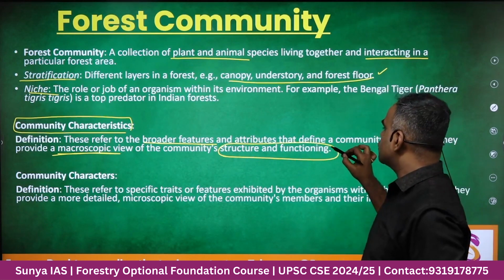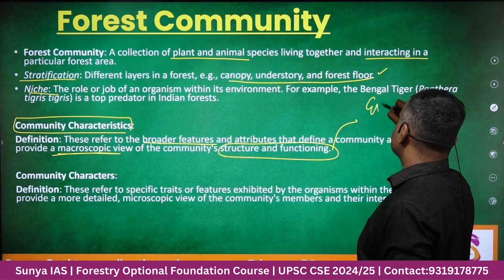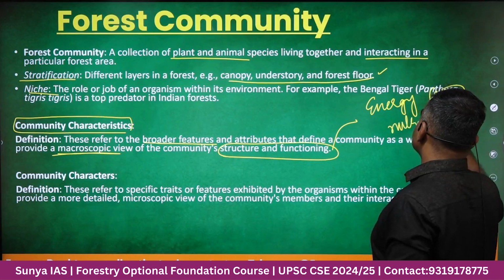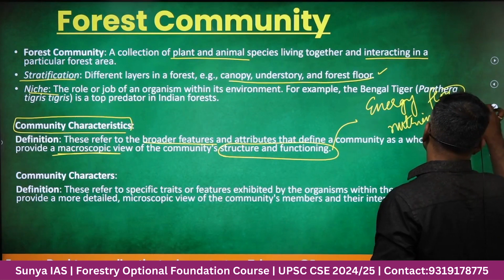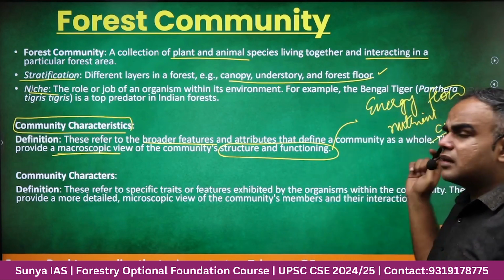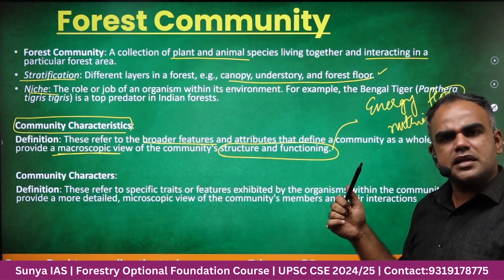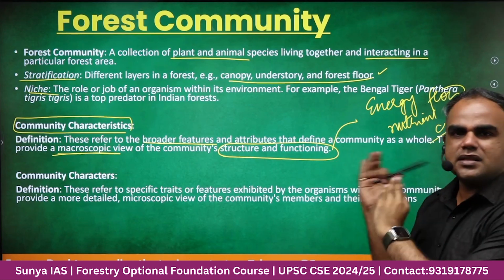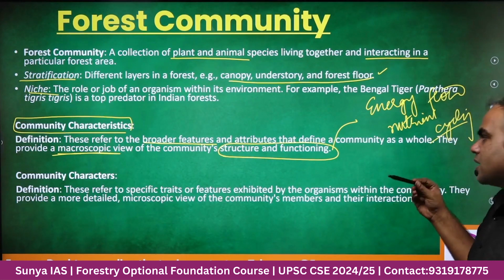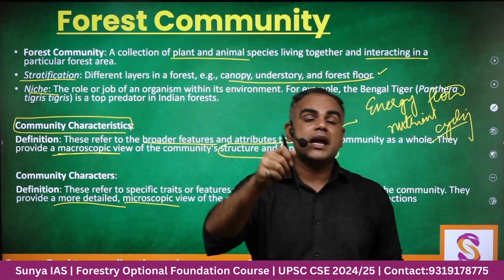Function can be understood by, let's say, the two most basic functions of an ecosystem: energy flow and nutrient cycling. The two most basic things. So if you don't think of anything, use this. Other than that, you can think of many other functions: provisioning services, cultural services, aesthetic services, regulating services. All those things can be mentioned here. So one is community characteristics, and then you have community characters. These are specific traits, microscopic, hence they are more detailed.